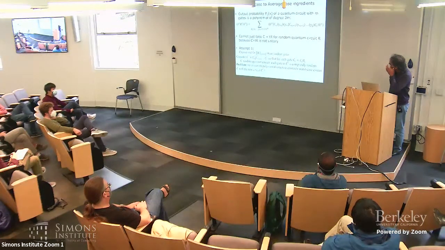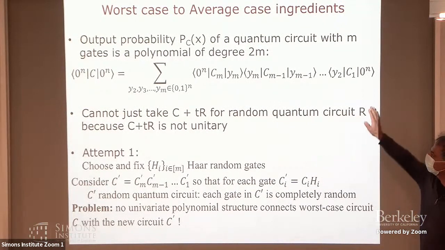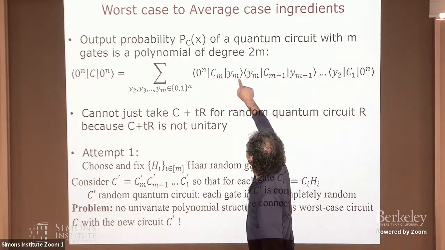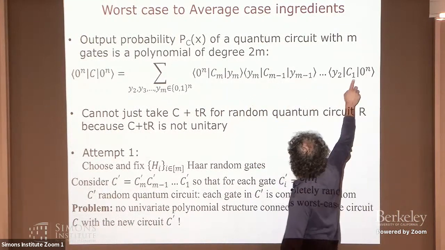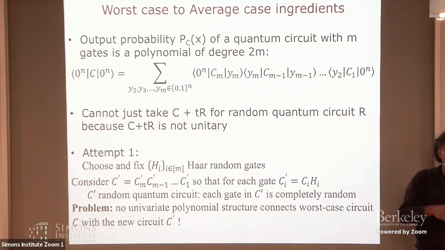Okay, so let's try to put the pieces together for such a reduction and see what all we need. One thing that would be convenient to have is a polynomial somewhere. The easy thing to say is that the output probability of the quantum circuit, if you have a quantum circuit with m gates, can be written as a polynomial in the parameters of the circuit. If you let the gates be c1 through cm, then you can again take a sum over all paths.